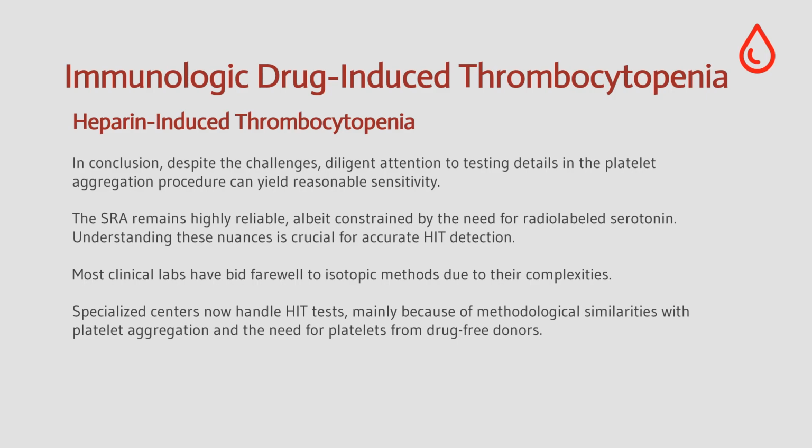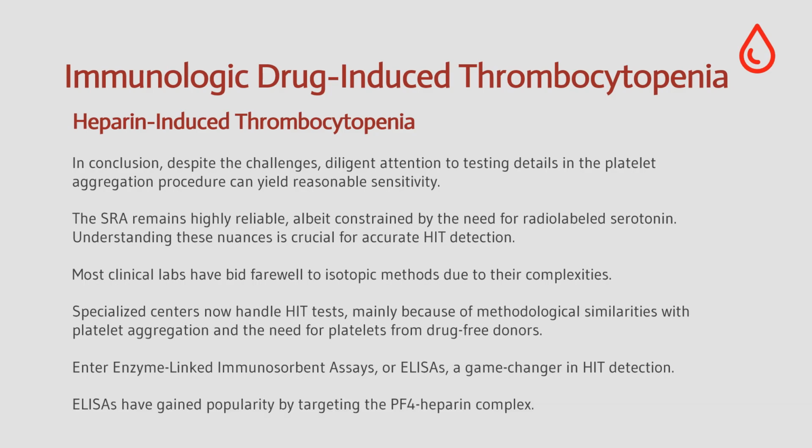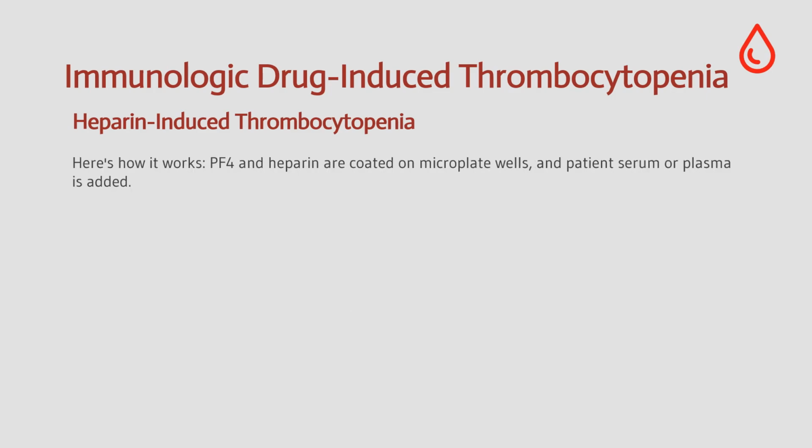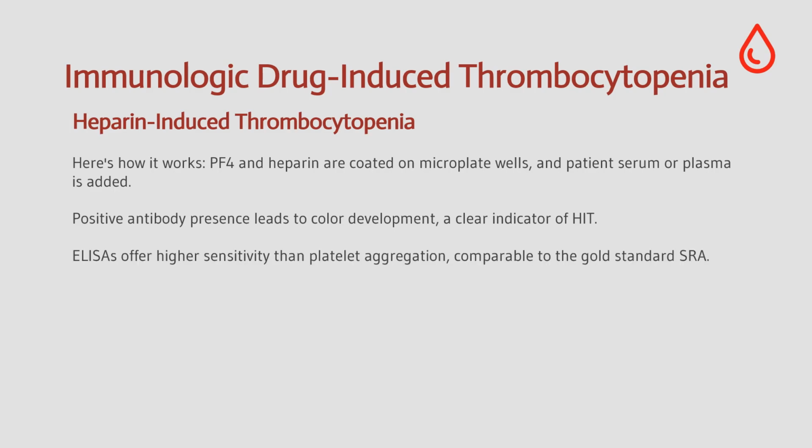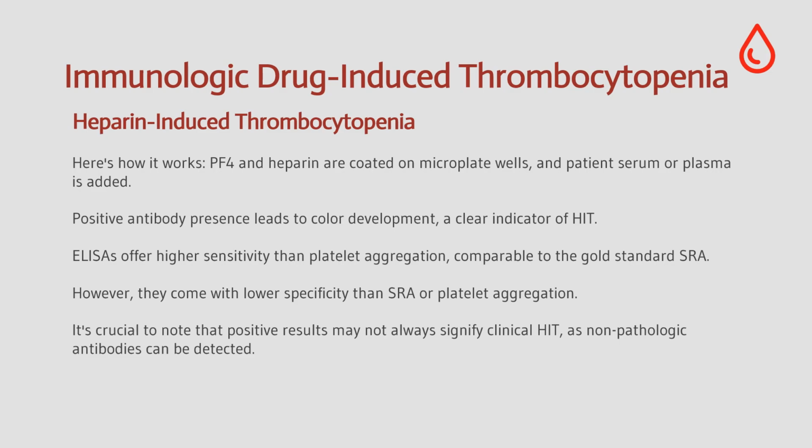Enter enzyme-linked immunosorbent assays, or ELISAs, a game-changer in HIT detection. ELISAs have gained popularity by targeting the PF4 heparin complex. Here's how it works: PF4 and heparin are coated on microplate wells, and patient serum or plasma is added. Positive antibody presence leads to color development, a clear indicator of HIT. ELISAs offer higher sensitivity than platelet aggregation, comparable to the gold standard SRA, however, they come with lower specificity than SRA or platelet aggregation. It's crucial to note that positive results may not always signify clinical HIT, as non-pathologic antibodies can be detected.